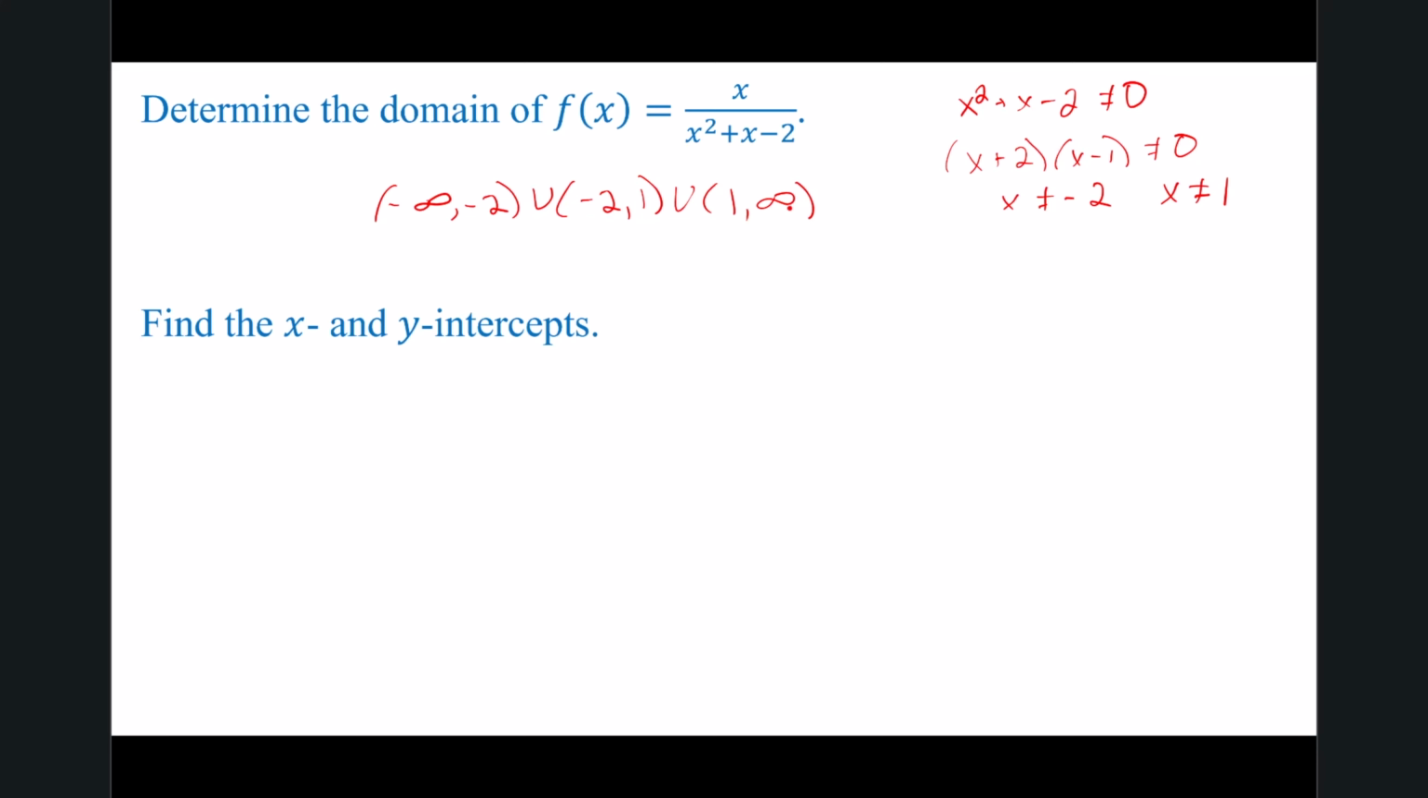Next, we'll find the x and y intercepts. So the x-intercepts are where the numerator is 0, and the numerator is 0 when x equals 0. So that also gives us our y-intercept. When x is 0, we end up with 0 over -2, which is still 0.